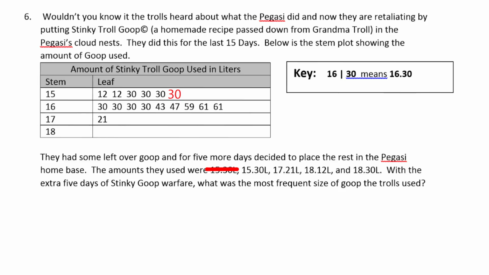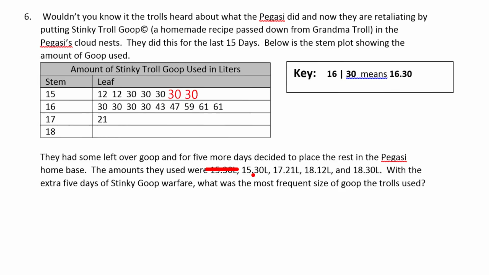Now there's another one here right next to it. So do I have to put that one in as well? Well, the answer is yes. That's another data point. So I need to make sure that I add another 30 right next to that one in order to account for this 15.30. So I'm going to go ahead and do that now, and then we'll move on to the other points.